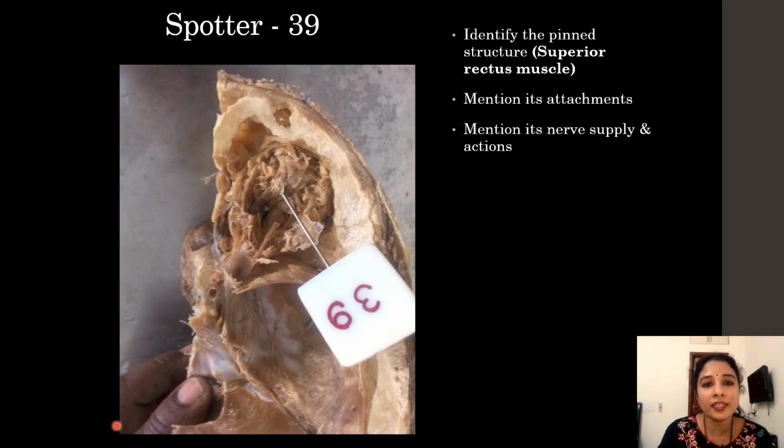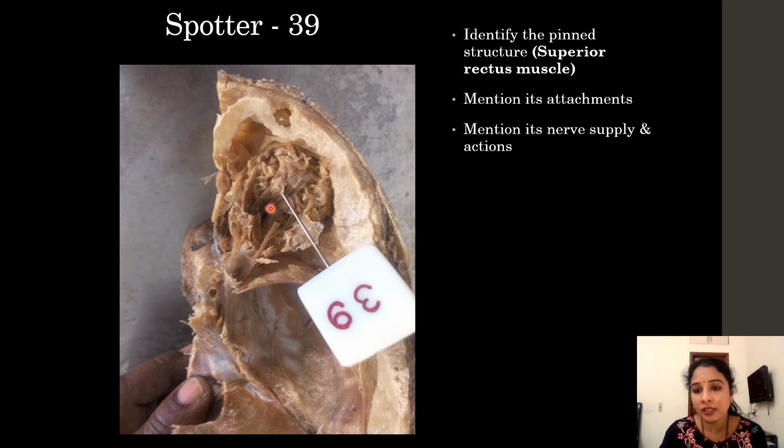So moving on to the next spotter, number 39. Here is the superior rectus muscle. So the frontal nerve is seen here. This is the frontal nerve, which is the cut end, and levator palpebrae superioris is also cut. So this is the superior rectus muscle.